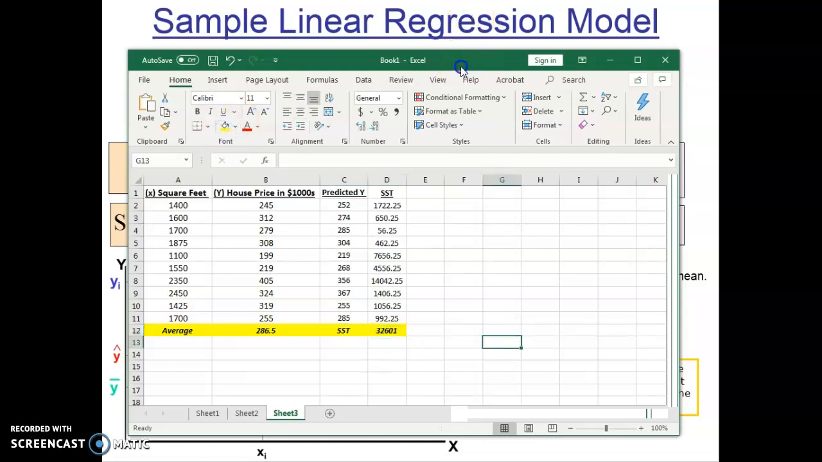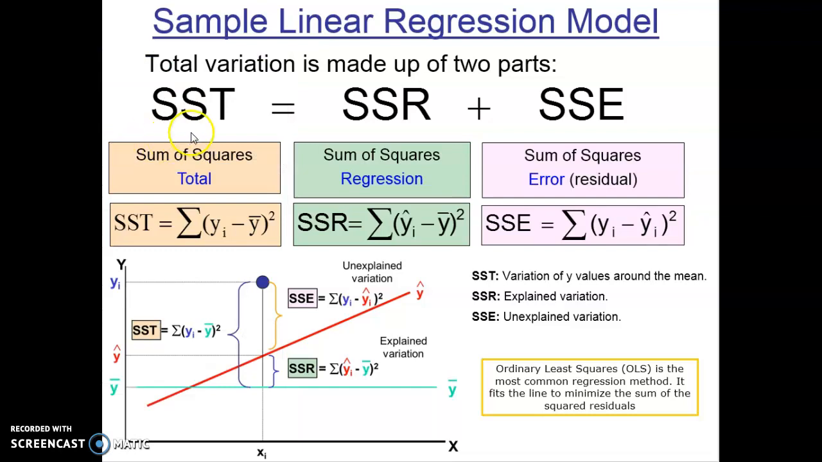Let's go back to our formula. Now we know the sum of squared total is equal to these two things, so we've got to derive them. So sum of squared regression is the sum of the squared differences between the predicted y, our predicted value based on our trend line here, and the average.